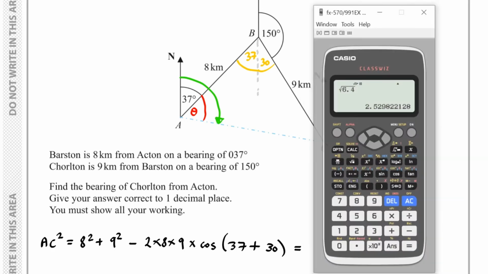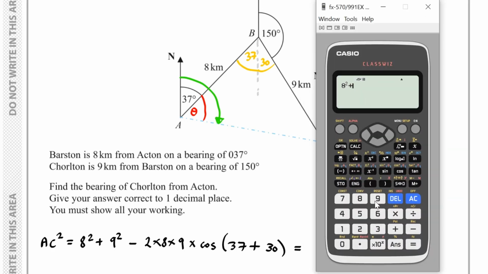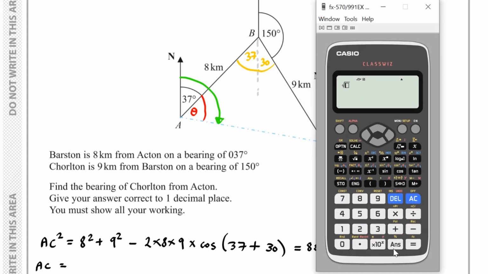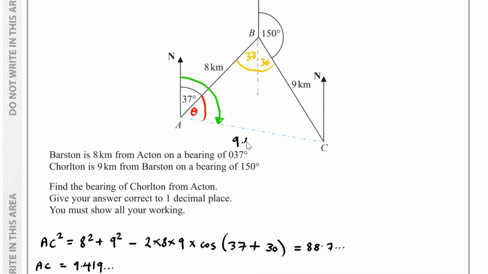So if we work this out, we have 8 squared plus 9 squared minus 2 times 8 times 9 times the cosine of 37 plus 30. It turns out we get 88.7, etc. So therefore AC is going to be the square root of this, which is 9.419, etc. So let's store this into A.